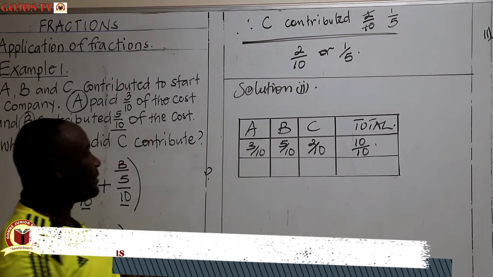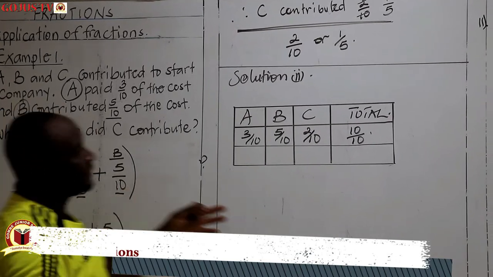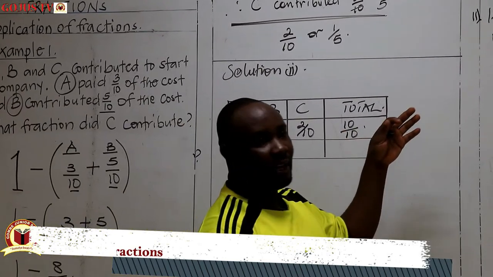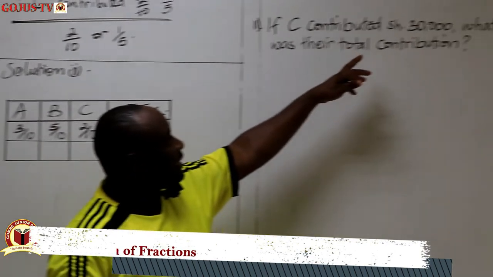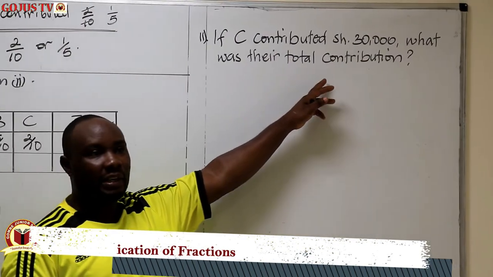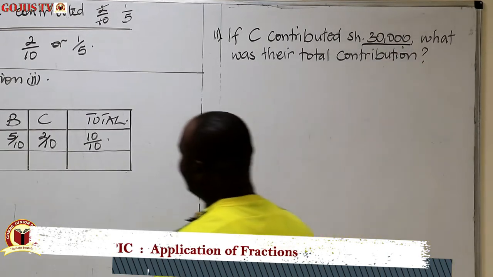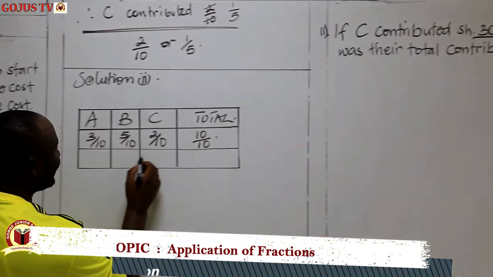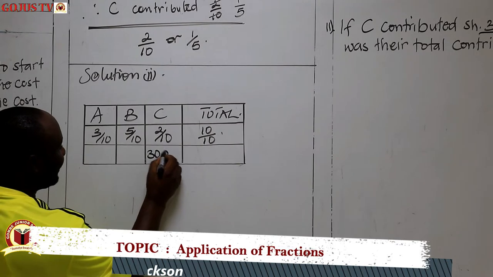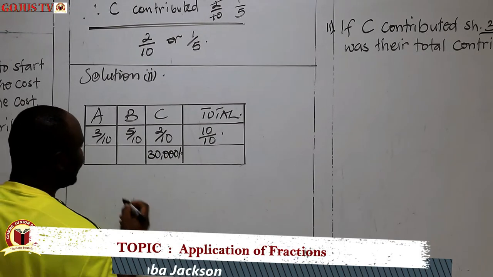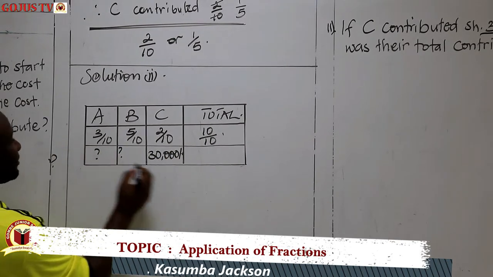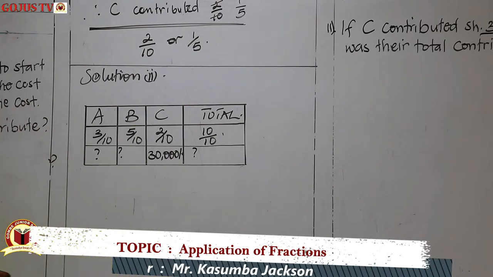So in terms of money, who of them has money? C contributed 30,000. So when we look at C, C in terms of money has 30,000. So under C, we are having 30,000 shillings. These other ones we don't know. Even the total, we don't know.